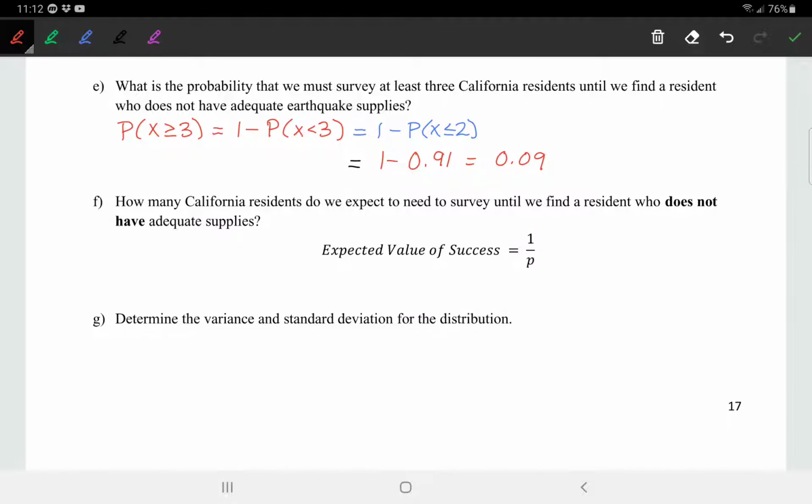So how many California residents do we expect to need to survey until we find a resident who does not have adequate supplies? Okay, so we're looking for the expected value of success, that is the mean, right? We saw the mean is equal to 1 over p. So in this case, p, the probability of success, was 0.7. And when you put this into your calculator, we get 1.4286. And since we're talking about how many residents or people, I would say we would need to then survey 2.